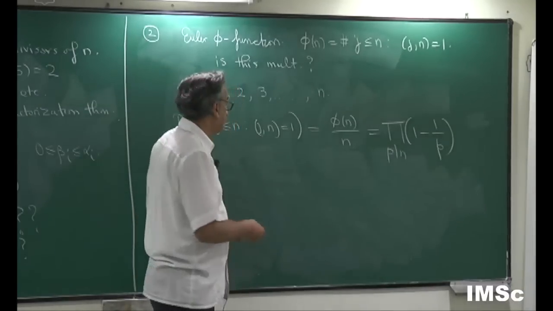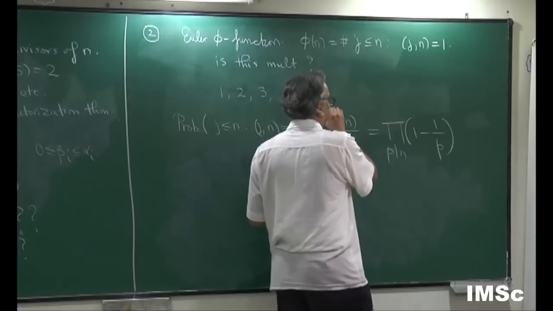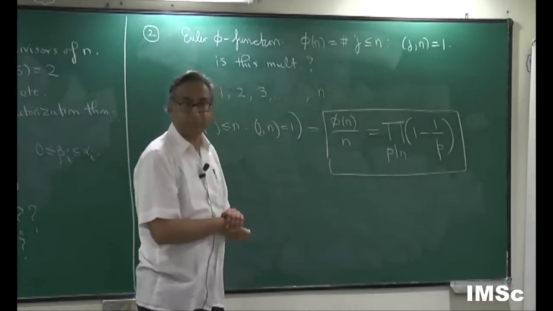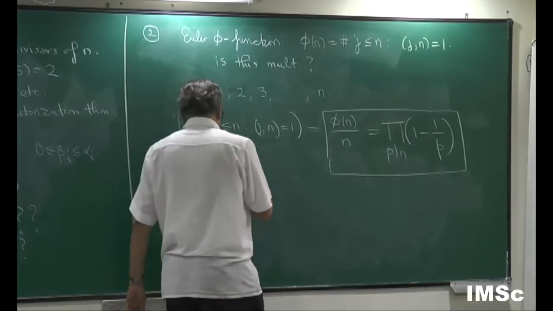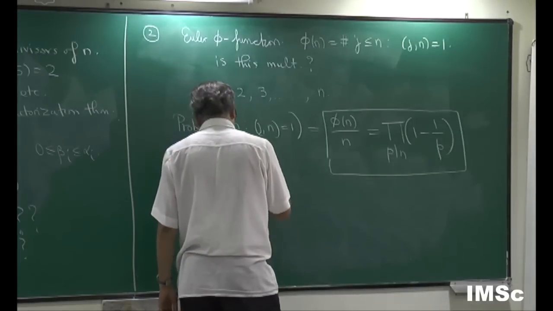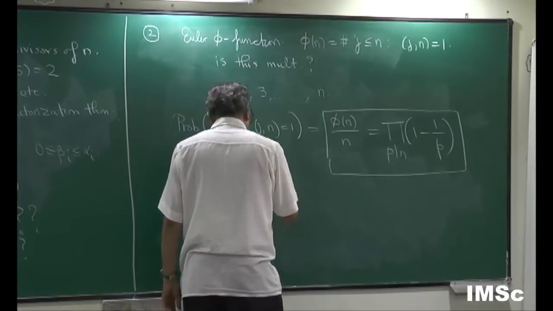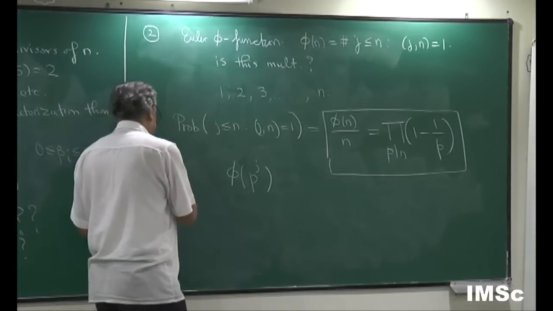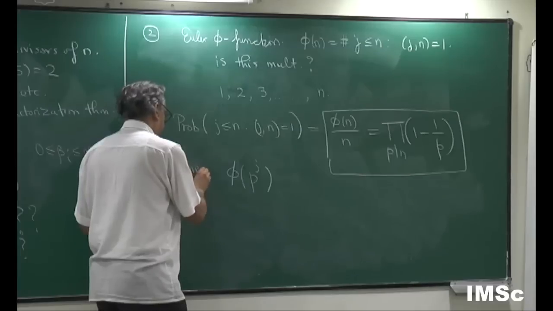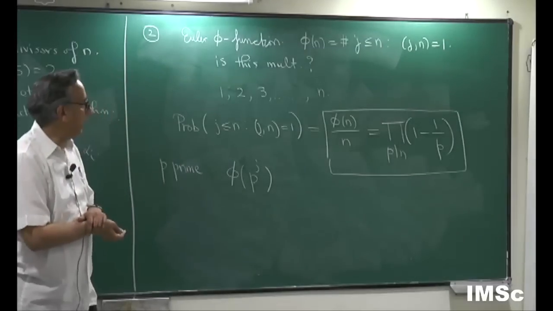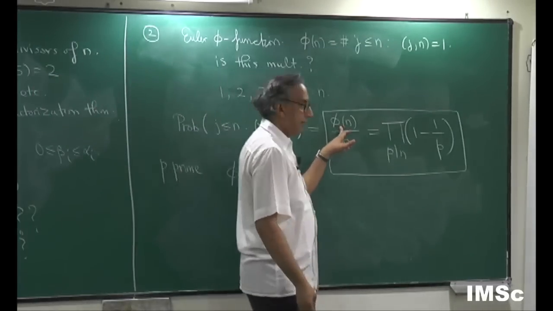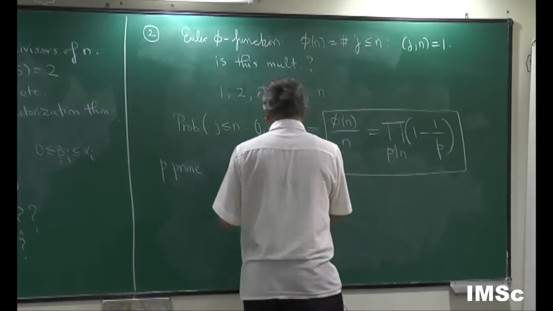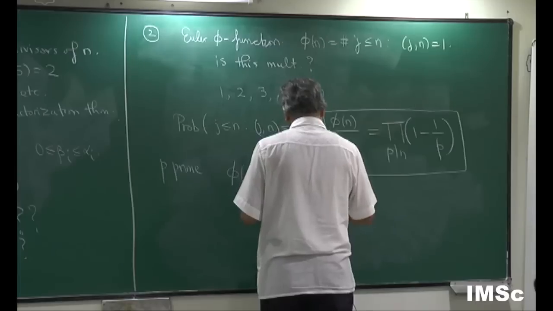So this gives us a formula for phi of n very quickly. And we see that phi of any prime power, where p is a prime, if I take phi of p to the j, I see immediately that phi of p to the j divided by p to the j is equal to 1 minus 1 over p. So I immediately see that it's p to the j minus 1 times p minus 1.